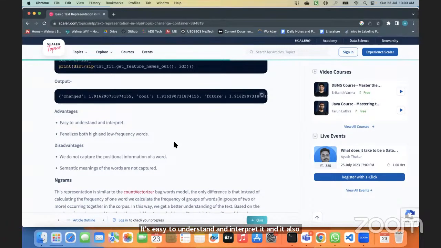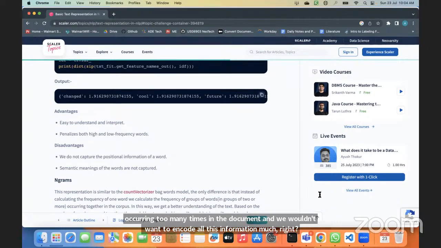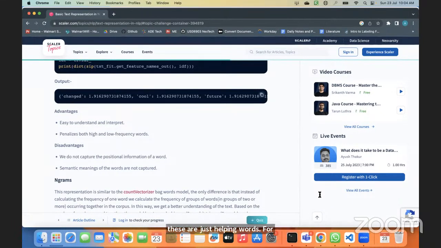So if the words are like "is", "a", "the", and then Taj Mahal, these are stop words, right? Stop words like is, a, the, and everything. These words occur too many times in the document, and we wouldn't want to encode all this information much. So we don't need to give much importance to this. These are just helping words for us to understand the syntax, but the actual meaning is embedded in some other words, not these, right? So that is where it comes in. The log factor of the TF-IDF would penalize the term frequency in such a way that the TF-IDF score is reduced, and this would be given much less importance.